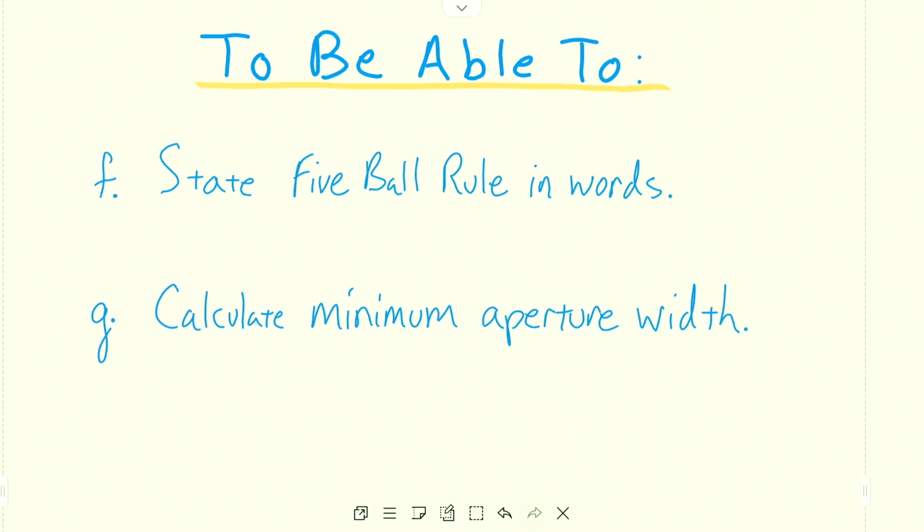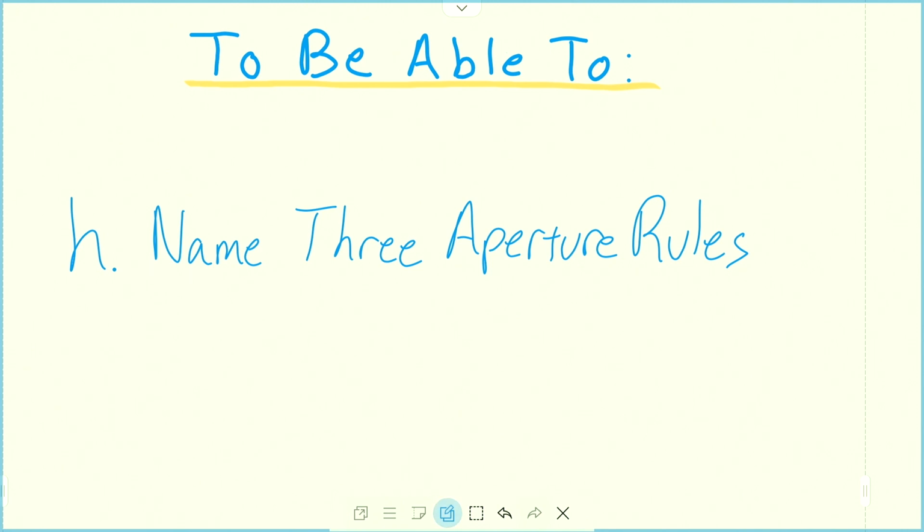After completing section 4, you should be able to state the 5-ball rule in words. And once you have the maximum ball sizes for types 3, 4, and 5 solder paste, you should be able to tabulate the minimum aperture widths for each of these solder types using the 5-ball rule. And finally, after the summary section, you should be able to name the 3 aperture rules.